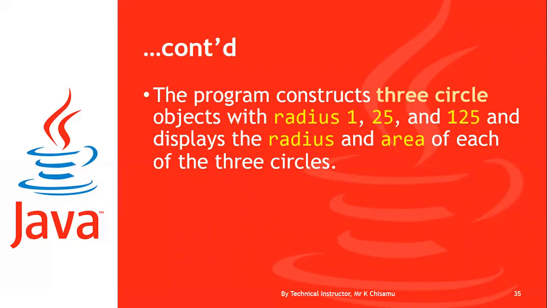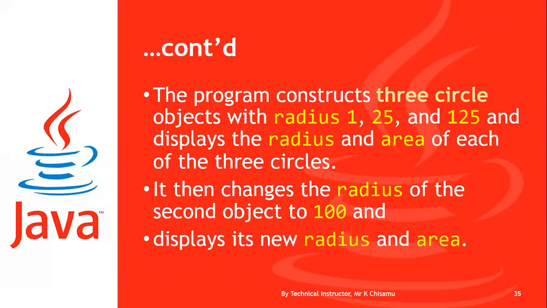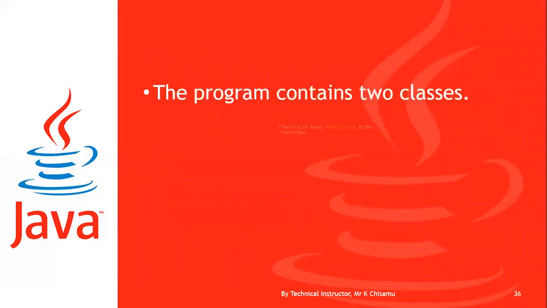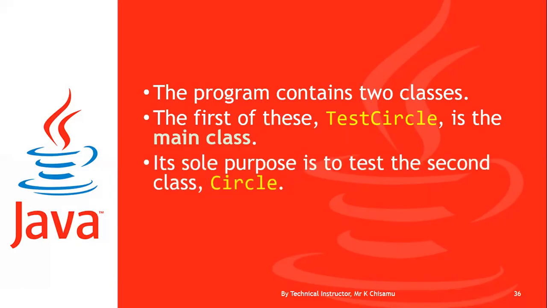So the program constructs 3 circle objects with radius 1, radius 25, and radius 125, and displays the radius and the area of each of these 3 circle objects. Then there's also the last part, after setting the value of radius to 100. I showed you that. It will display the new radius and area. That was an example of the test circle class that we use to test the circle class. Let's move on. Its sole purpose is to test the second class, which is the circle.